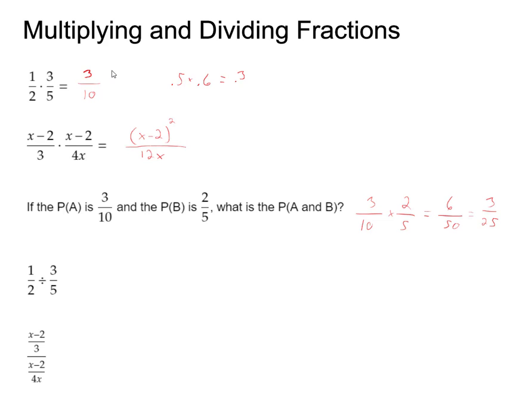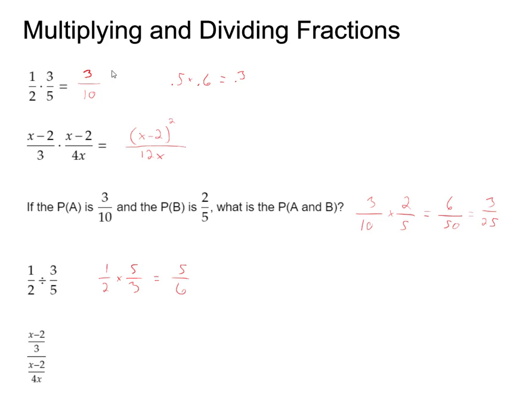What about division? So far, we've done multiplication of fractions. How does division differ? Well, all we need to do for division is multiply by the reciprocal. So if we have 1/2 divided by 3/5, we can rewrite that as 1/2 times 5/3. And then it's a simple multiplication problem. So that's going to give us 5 over 6.